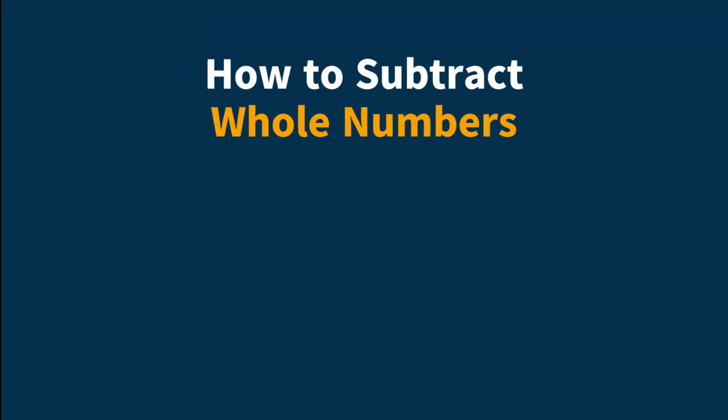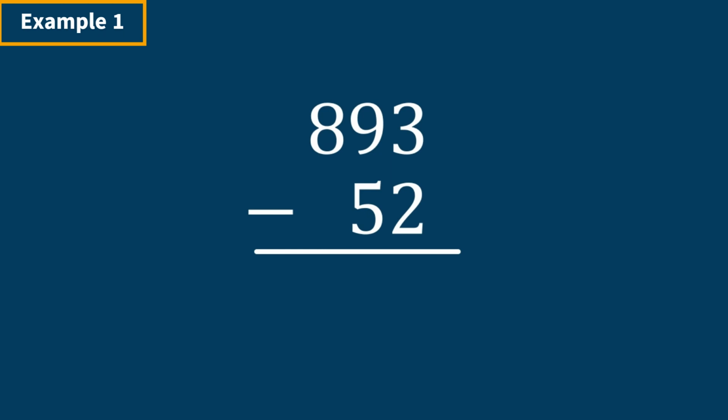How to subtract whole numbers made easy. Example number 1. We have 893 minus 52.